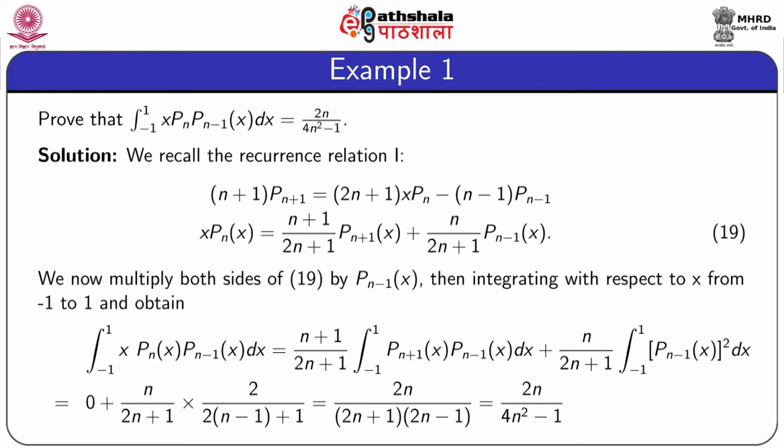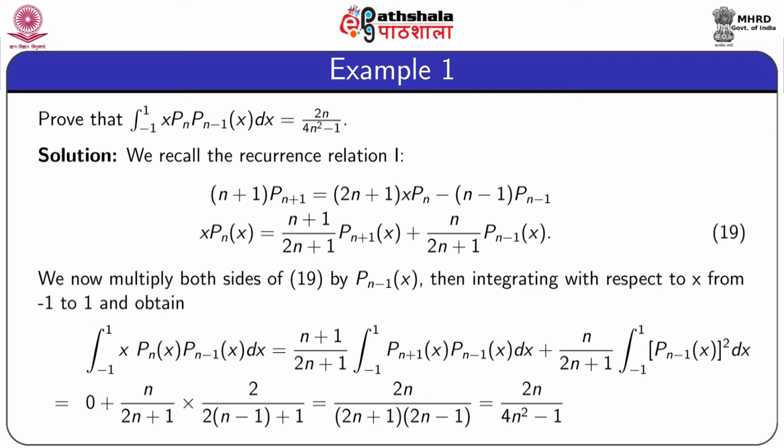with respect to x from -1 to +1, and we obtain integration from -1 to +1 x P_n(x) P_(n-1)(x) dx is equal to (n+1) divided by (2n+1) integration from -1 to +1 P_(n+1)(x) P_(n-1)(x) dx plus n by (2n+1) integration from -1 to +1 [P_(n-1)(x)]² dx.